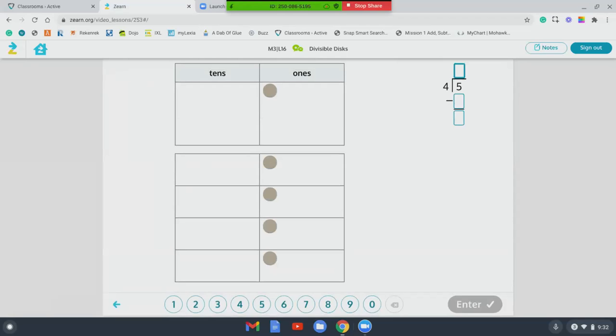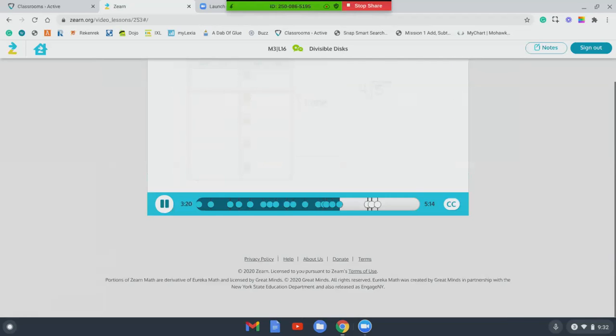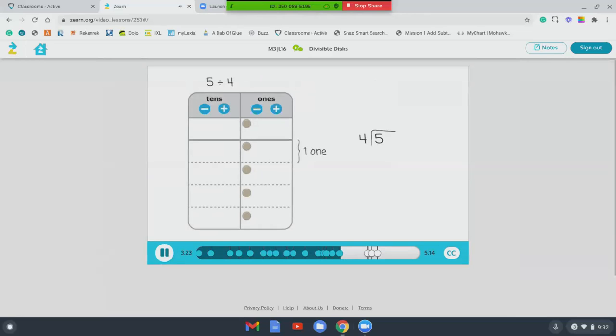Okay, so 4 times 1 would give you 4. 5 minus 4 is 1, and that's how we get our remainder. We record our quotient 1 here. Sophie, how many ones were distributed? 1 one times 4 is 4 ones. 5 ones minus 4 ones is 1 one. We have a remainder of 1, just like on our place value chart. 1 one is what is left over after we make our groups.